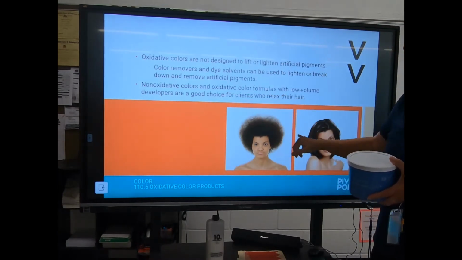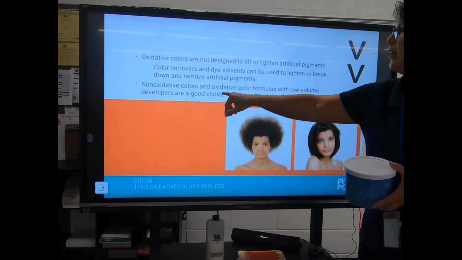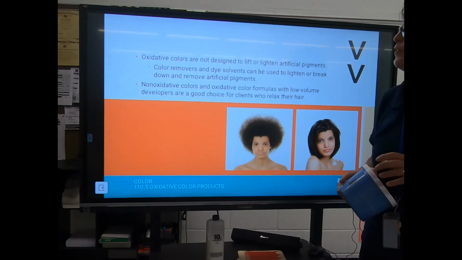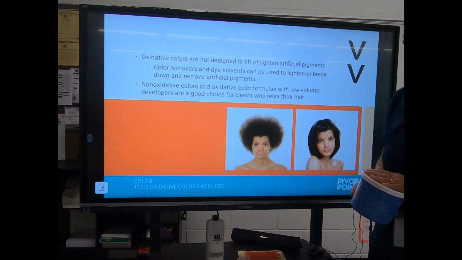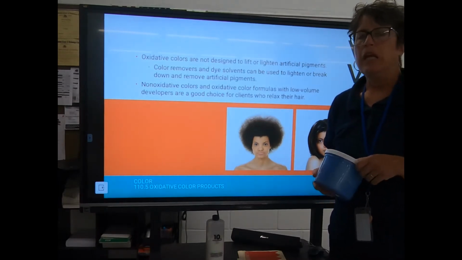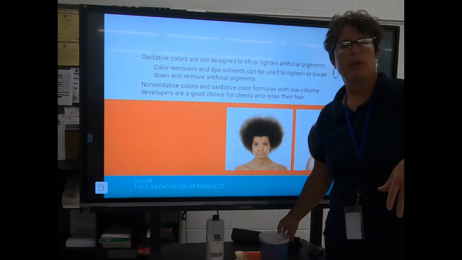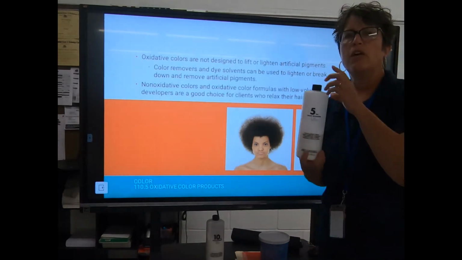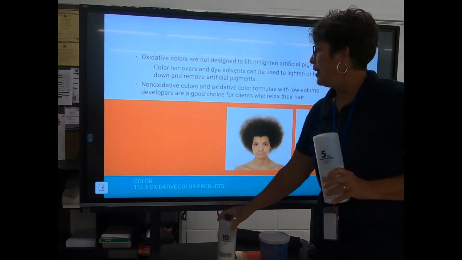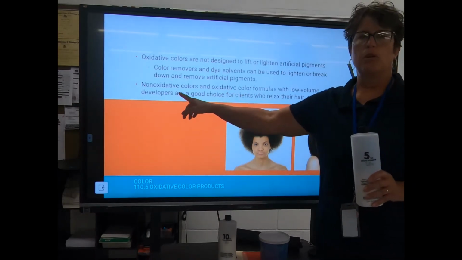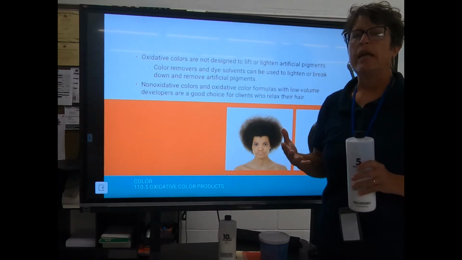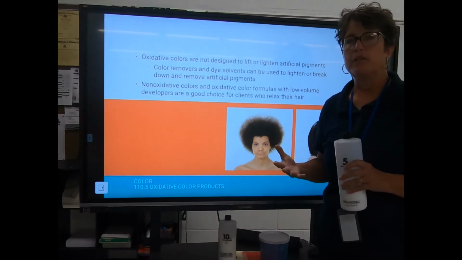And then they're showing you here a young lady that relaxed her hair. It says non-oxidative colors and oxidative color formulas with low volume developers are a good choice for clients who relax their hair. So you've got semi-permanent, you've got demi-permanent. If you look at the directions for demi-permanent, a lot of times it will talk about using 5 volume or 10 volume. So something with a low volume developer is fine. You're not going in there and trying to do a lot and compromising the hair that's been relaxed.